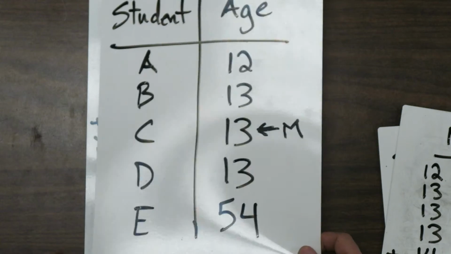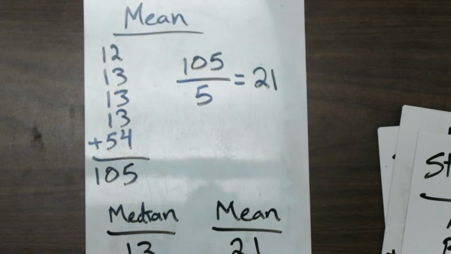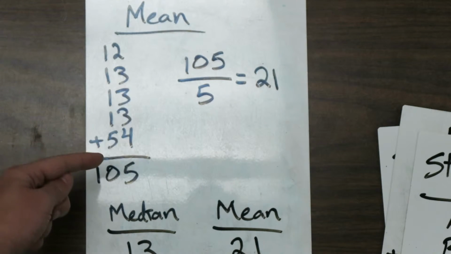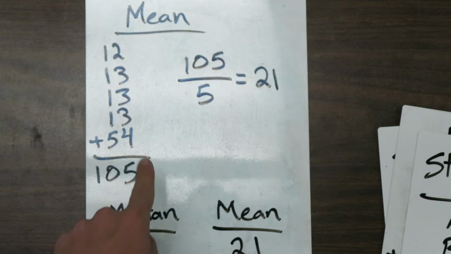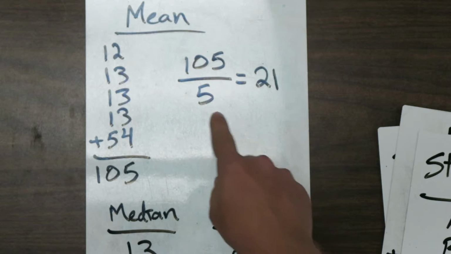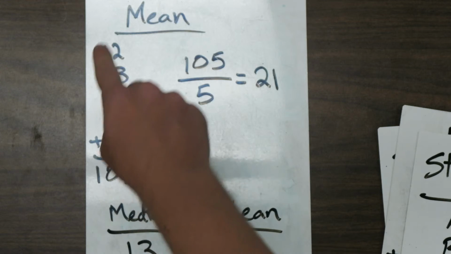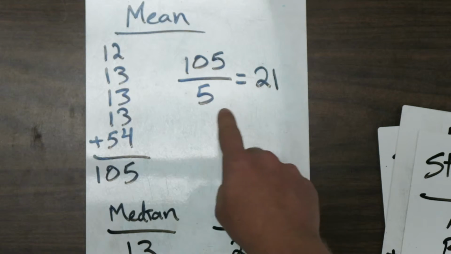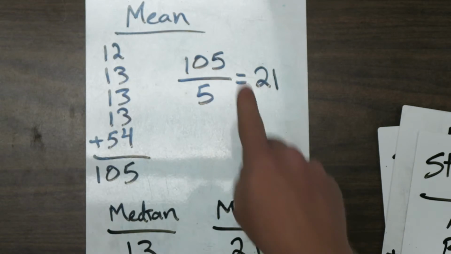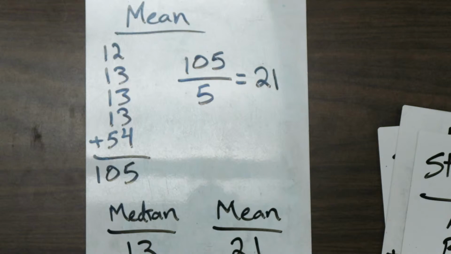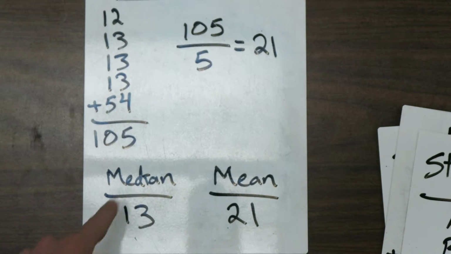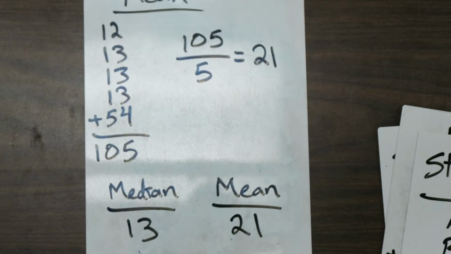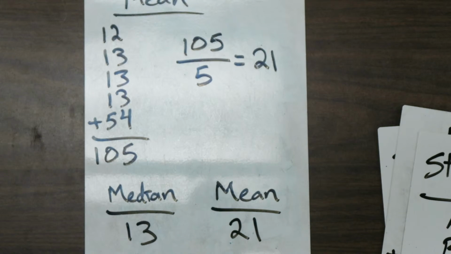So let's try and find the mean. Well, again, the mean, I'm going to add up all of the bits of information, and that gets me 105. And then I divide by the amount of information that I have, which is 5 students. And now my mean is 21. So now if we look at the median age of a student in the class and the mean age of a student in the class, which one is more representative of the actual populace of students?